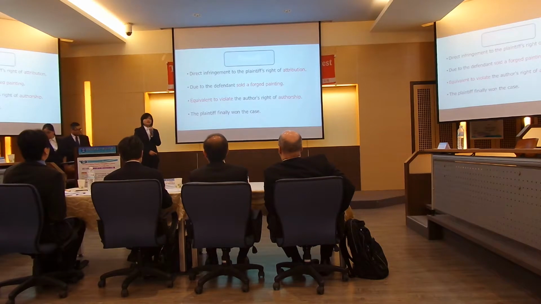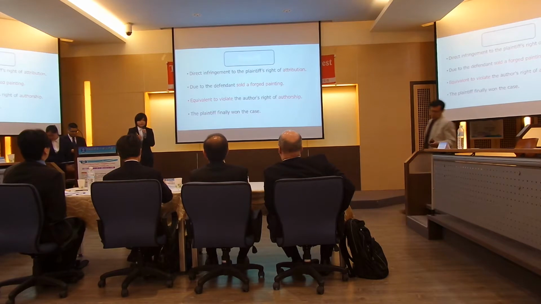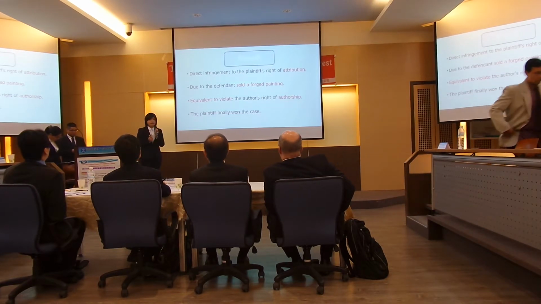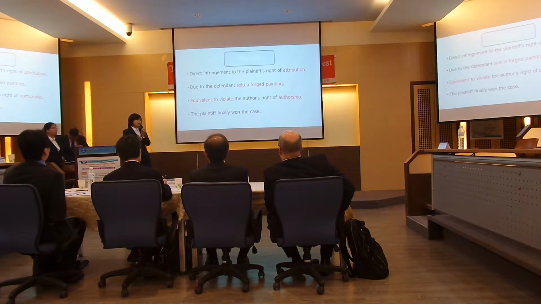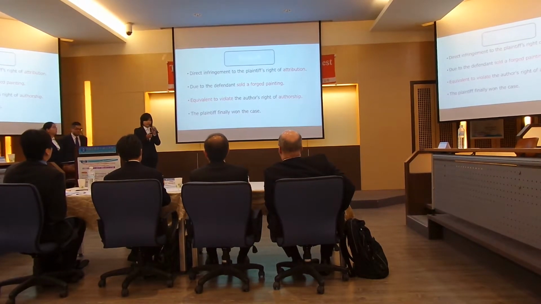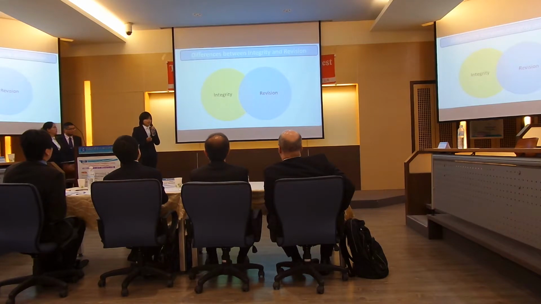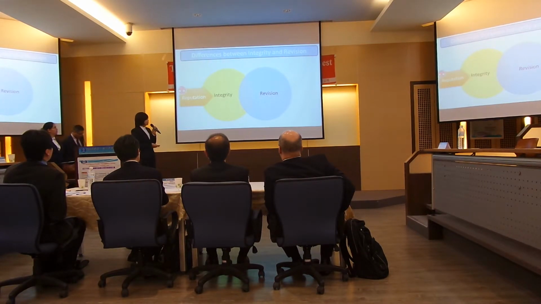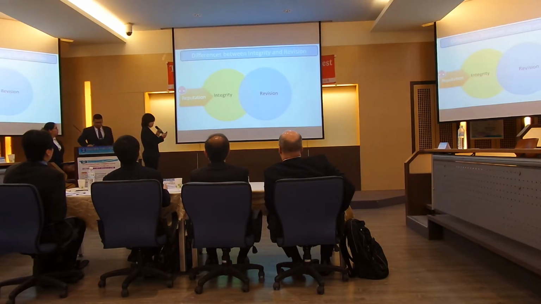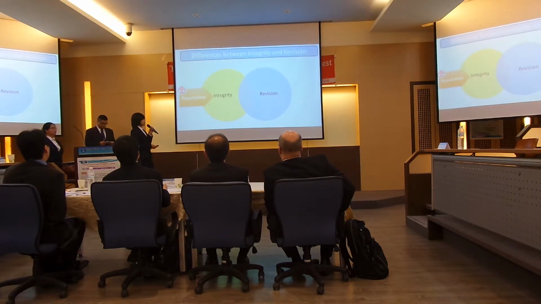As we mentioned before, there are four kinds of moral rights under China copyright law: the authorship right, the publication right, the integrity right, and the revision right. And now you may wonder, what's the difference between the integrity right and the revision right? First, if someone does harm to a person's public reputation without modifying the person's artwork, that person may be liable for infringing the author's integrity right.